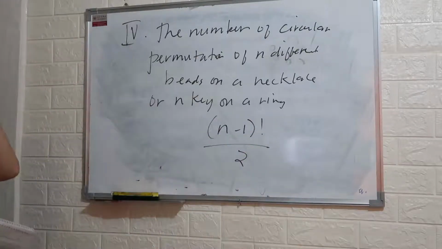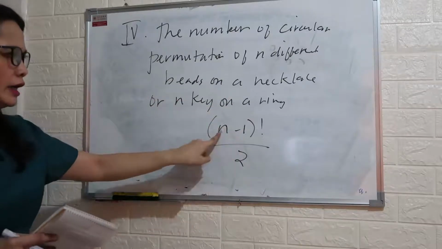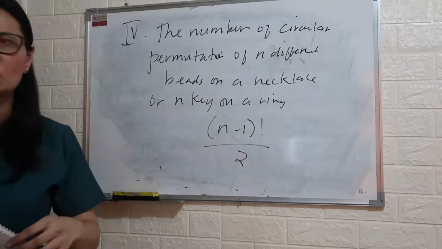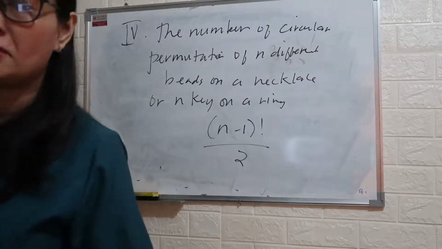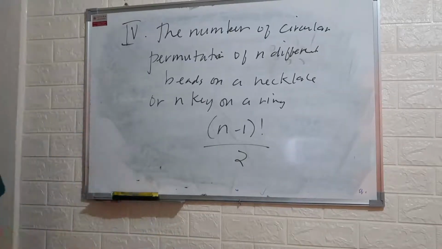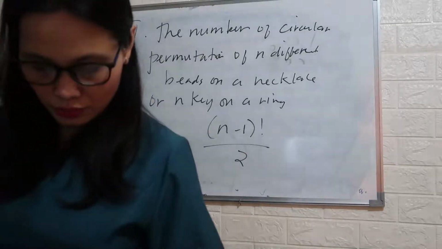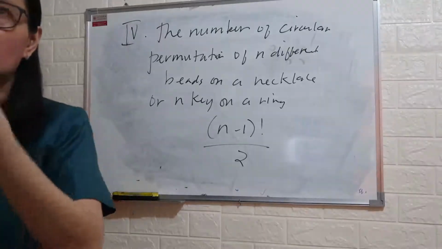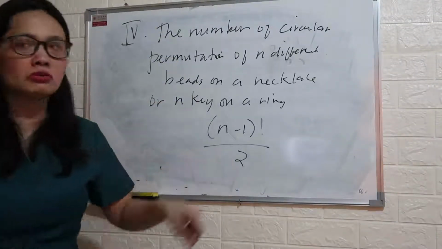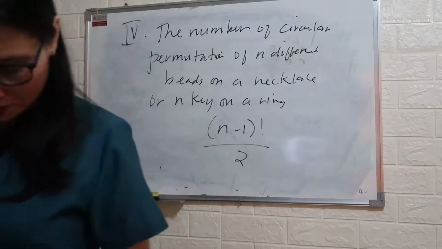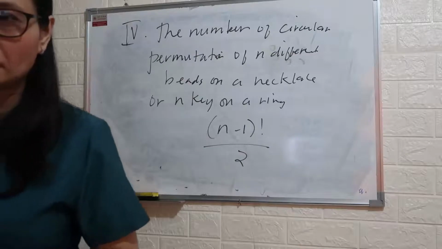The number of circular permutations of n different beads on a necklace or n keys on a ring is n minus 1 factorial divided by 2. Why do we need to divide it by 2, if we're talking about beads on a necklace and keys on a ring? It's still a circular permutation, but why do we need to divide it by 2? What's the concept behind that?